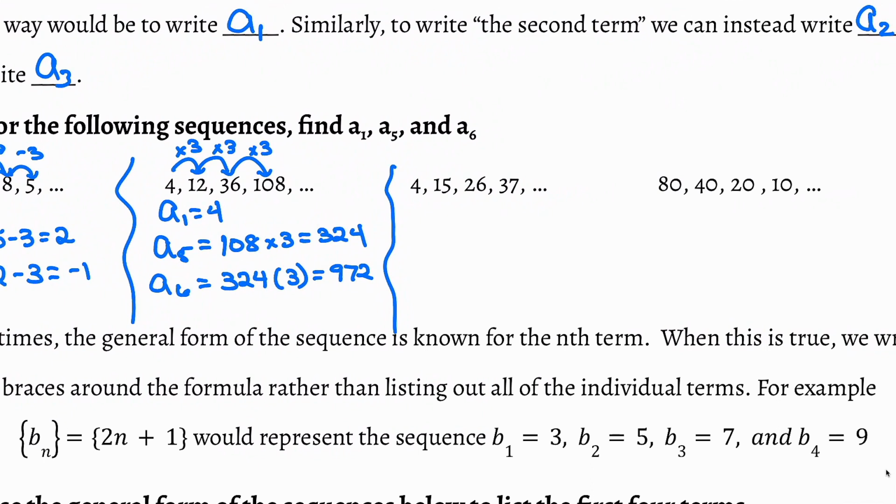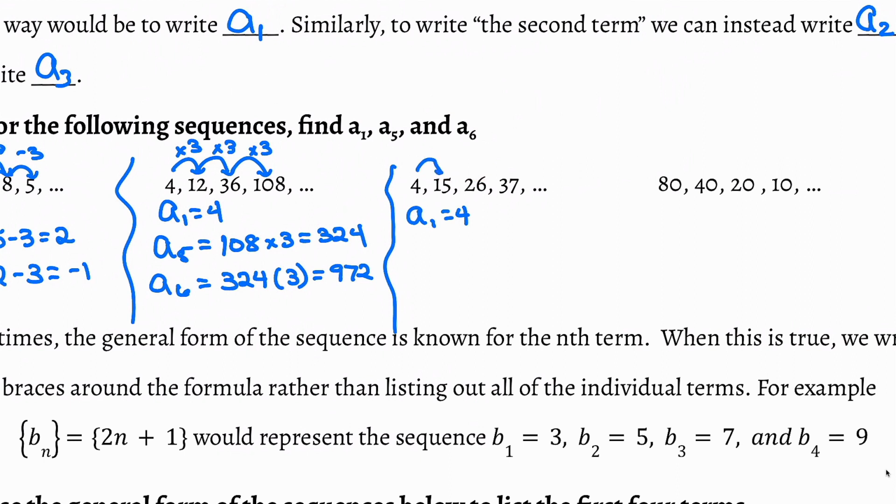All right, let's do the next one. First term is easy. The first term is 4. Second term, how do I go from 4 to 15? Well, I can add 11. And let's see if that's going to work. 15 plus 11, that's going to give me 26. Yeah, it looks like this one's going to work.